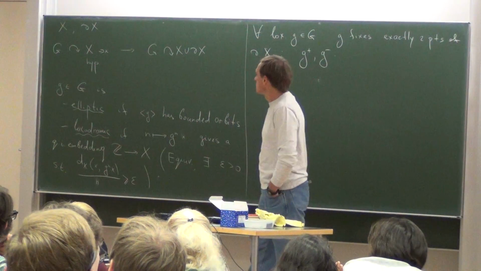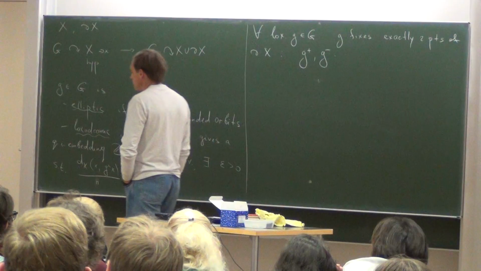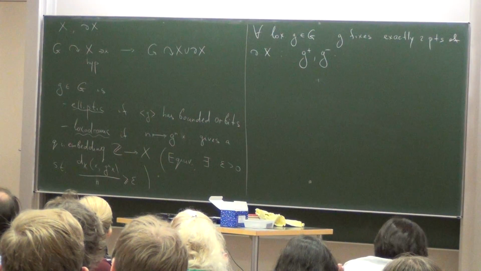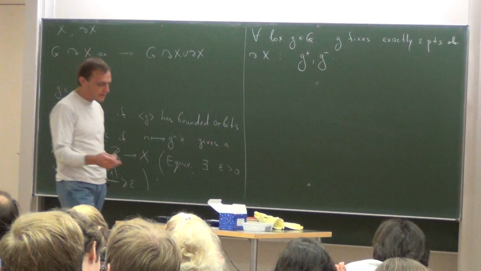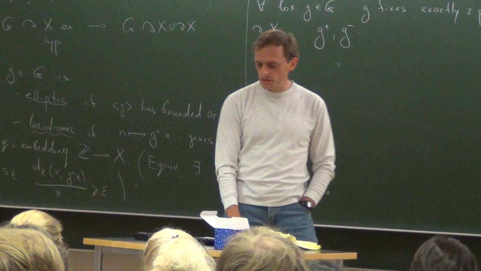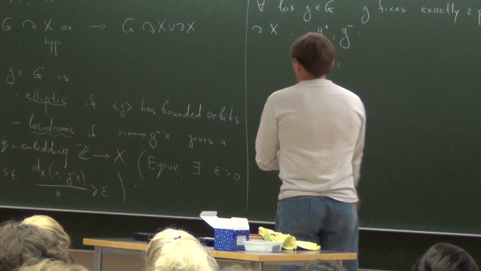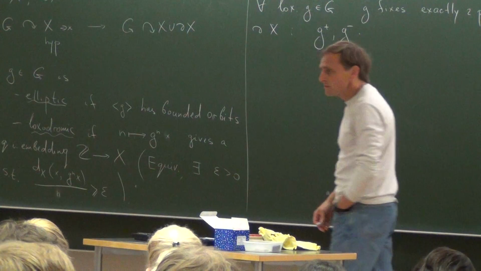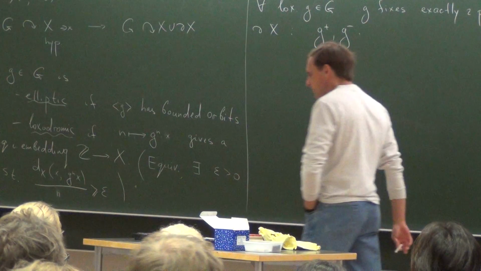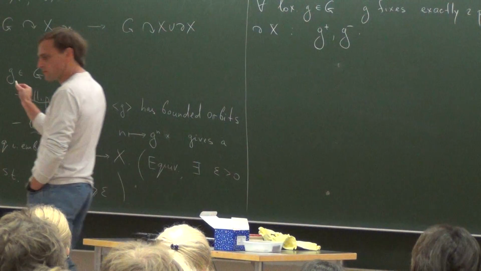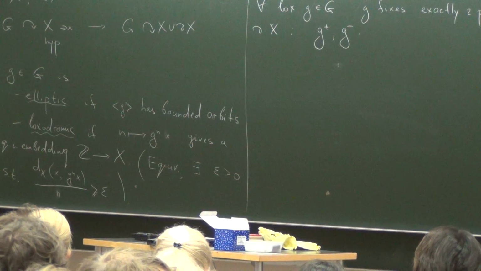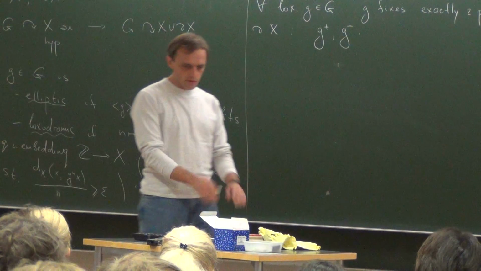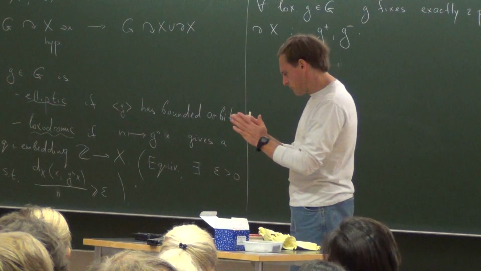What's the metric on the boundary? Well, it's induced by the metric on X. I mean, there are several ways to metrize the boundary, but one way is to use the Gromov product. It's not so trivial to write a precise formula, but locally it's defined in terms of the Gromov product.